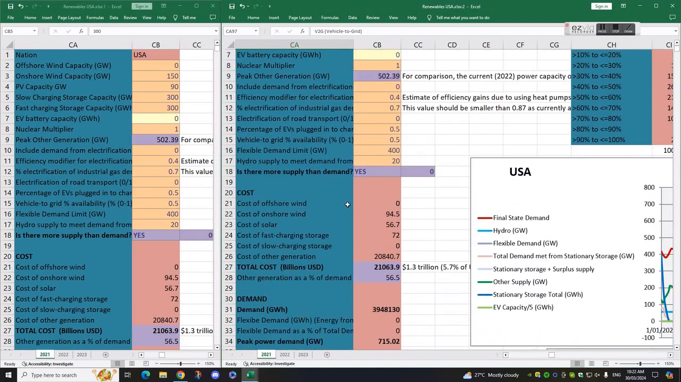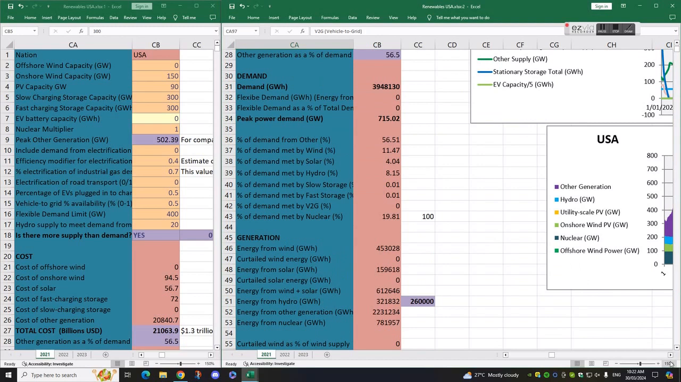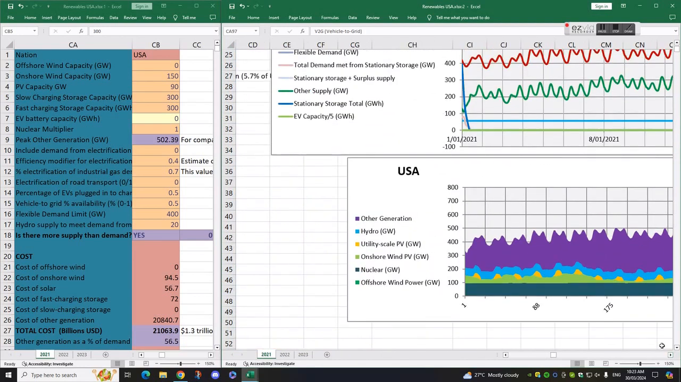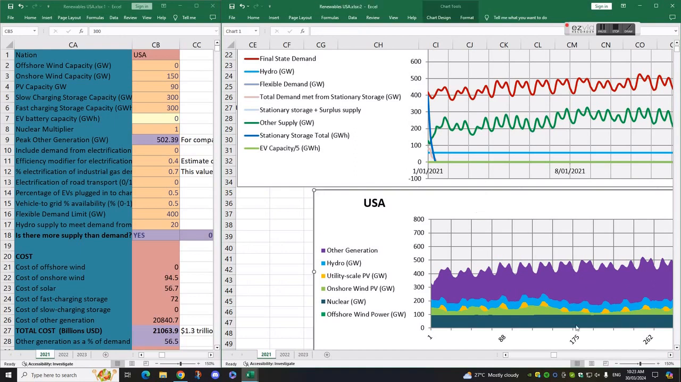Okay, other outputs are in graphs. I have graphs over here on the right side. There's also a few on the left side, but these are the main ones. I'm just going to be looking at this bottom graph at the moment. It's showing generation on the grid.